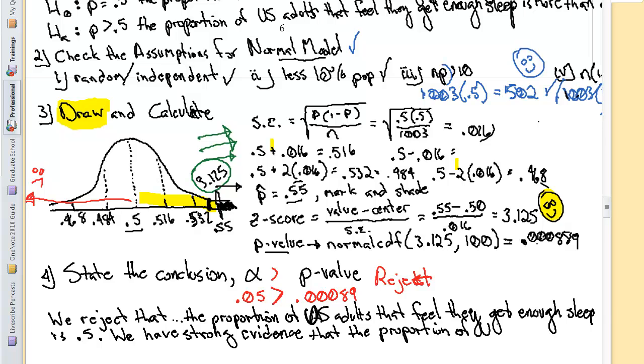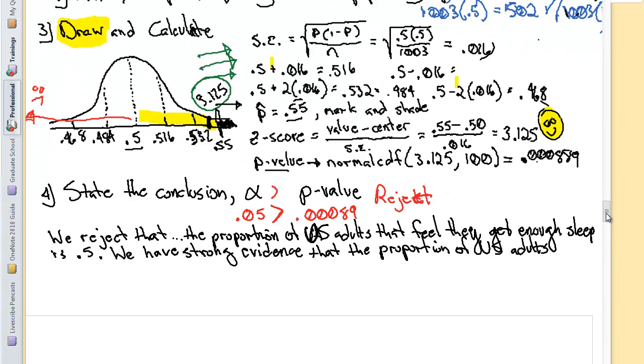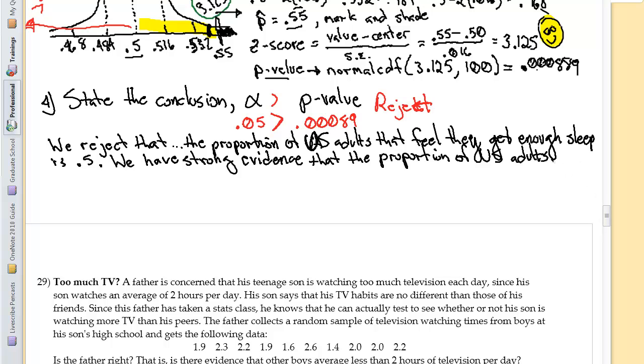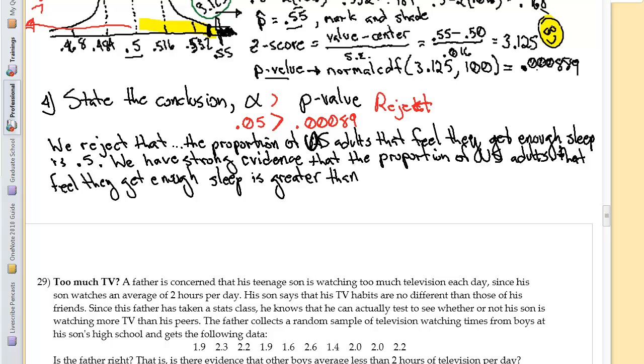of U.S. adults. Now I'm starting to go off the screen, so I want to scroll this up a little bit more. That the proportion of U.S. adults that feel they get enough sleep is greater. I guess I should use more than, is greater than, because that was what I wrote in the alternative hypothesis. I apologize. Is greater than 0.5.